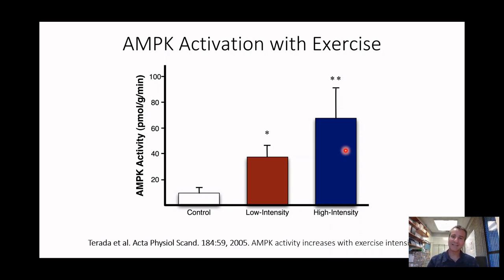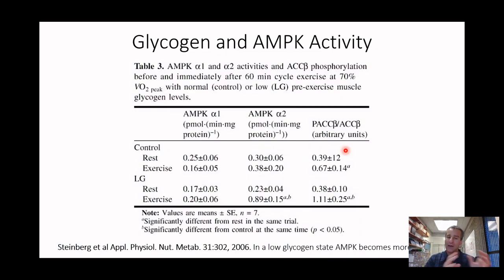So when we're doing high intensity work, we're going to get AMP kinase activity. When we're doing lower intensity work, we're going to get calcium calmodulin kinase activity. So how do we modulate this? Well, the first thing we can do is if I work out in a glycogen depleted state, I'm going to get greater AMP kinase activity.